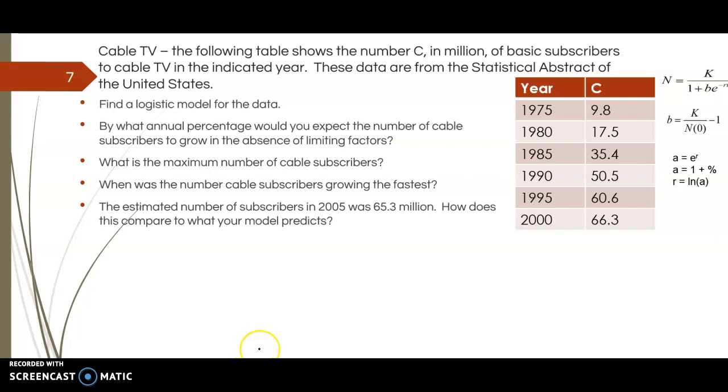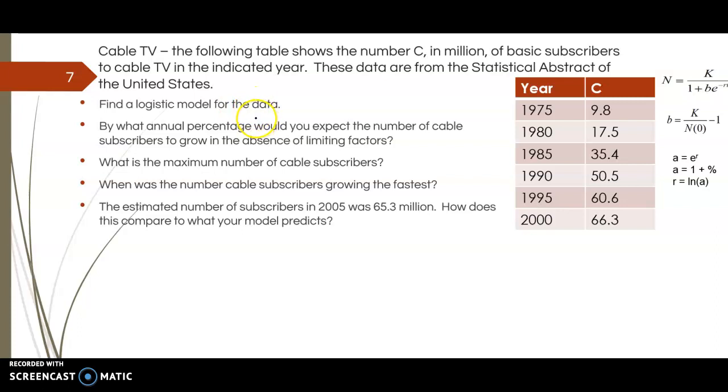Hello, we're going to take a look at another logistic problem. This one we're looking at data from cable TV. We have a table that shows the number of cable TV subscribers in millions, subscribers to basic cable. So we have the years starting at 0 and going up by 5s, and how many million subscribers. The first thing we're asked to do is find a logistics model for the data.